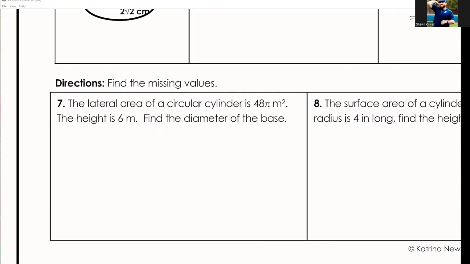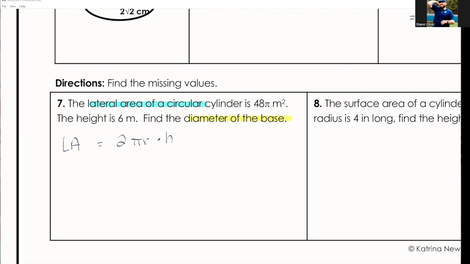Okay, in this question, it says the lateral area of a circular cylinder. All cylinders are circular in our case. So remember, the equation is 2 pi r times height. It wants us to find the diameter. The equation doesn't give us the diameter straight up, but it does give us a radius. So what we're going to do is plug in what they tell us, solve for r, and then double it.